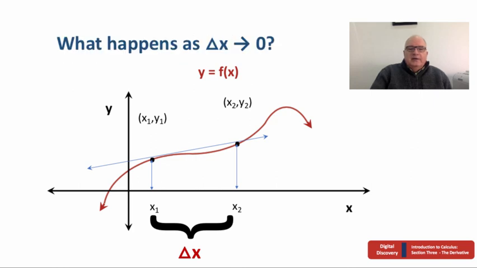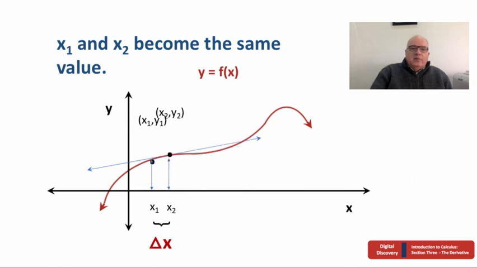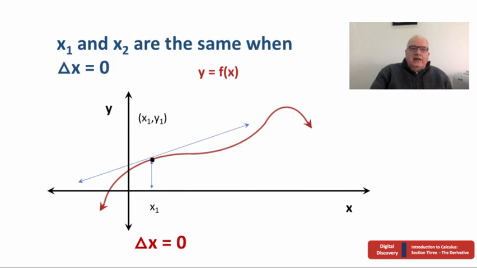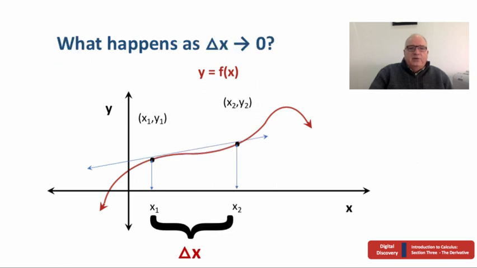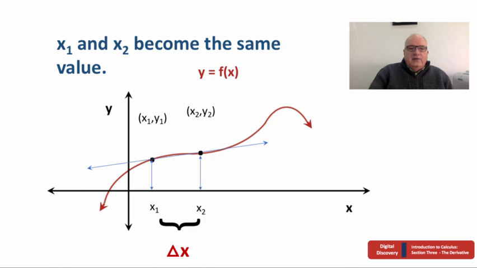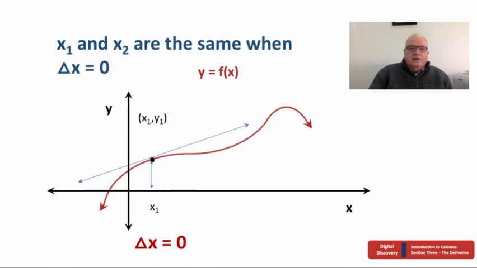Watch what happens. We start out, here is delta x. Delta x is fairly large. We make it smaller. We make it smaller still, and then finally we pull it back where delta x is 0. So x2 and x1 have become the same point. Let me do that for you again. Here we have them widely apart. We slide down the curve with x2 until delta x becomes 0.